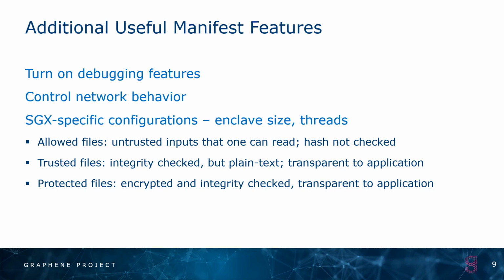In particular, there are 3 types of file mappings you can create. There are allowed files, which are untrusted inputs that you can read, but they're not checked at all at runtime. They're just, as the name implies, allowed. There are trusted files that are integrity checked, but stored in plain text. This is transparent to the application. If a file that's trusted is tampered with, the read or the load will fail. Similarly, protected files are both encrypted and integrity checked, and again, this is transparent to the application.